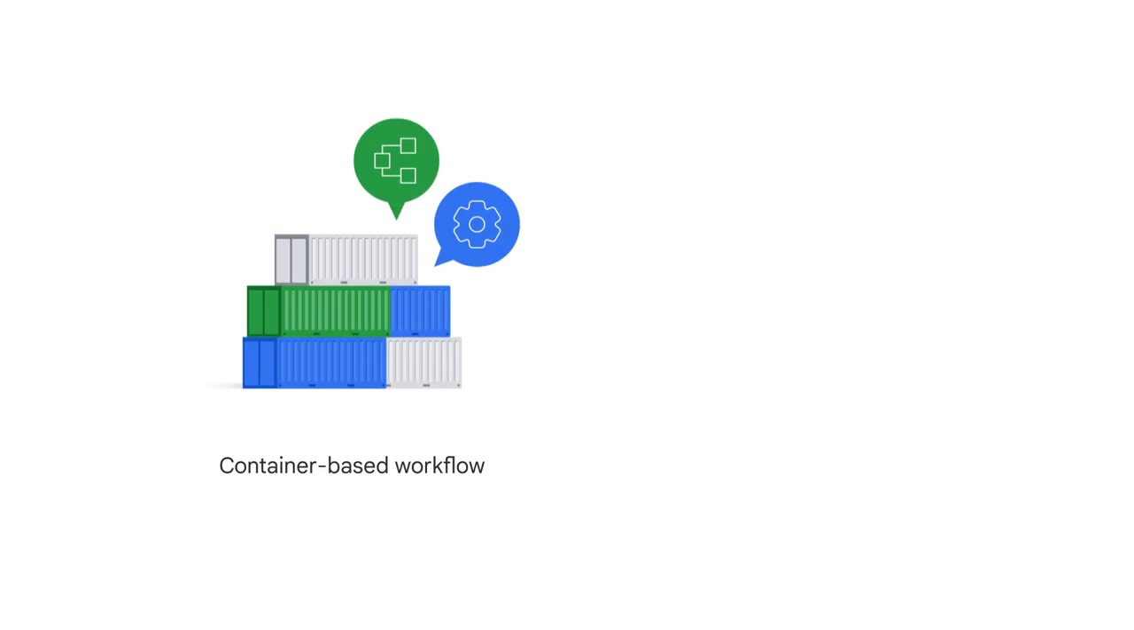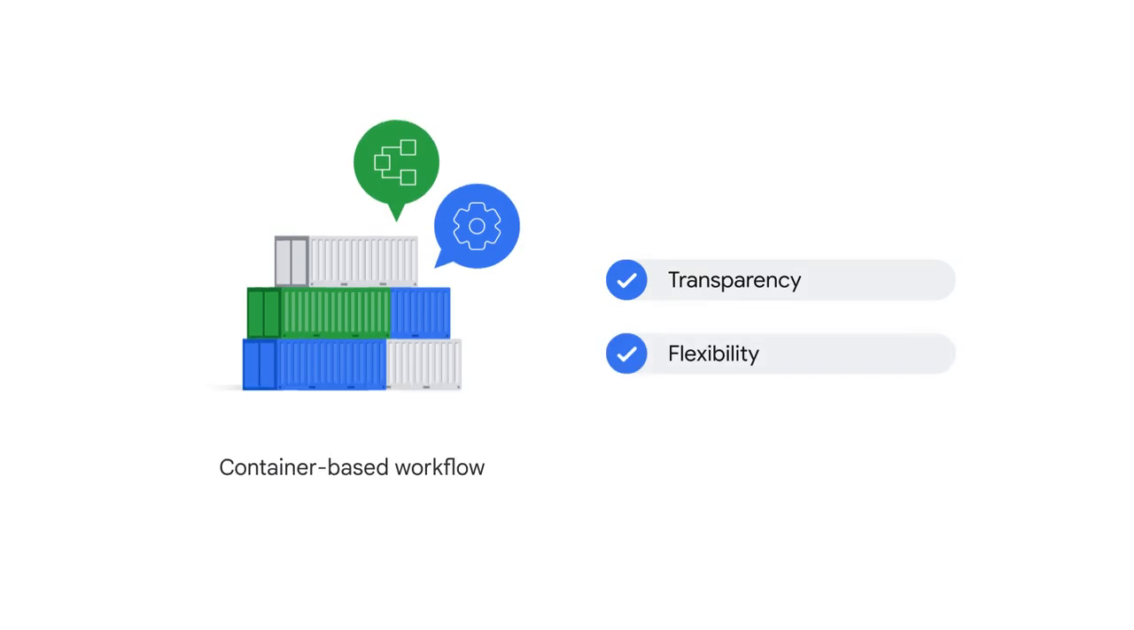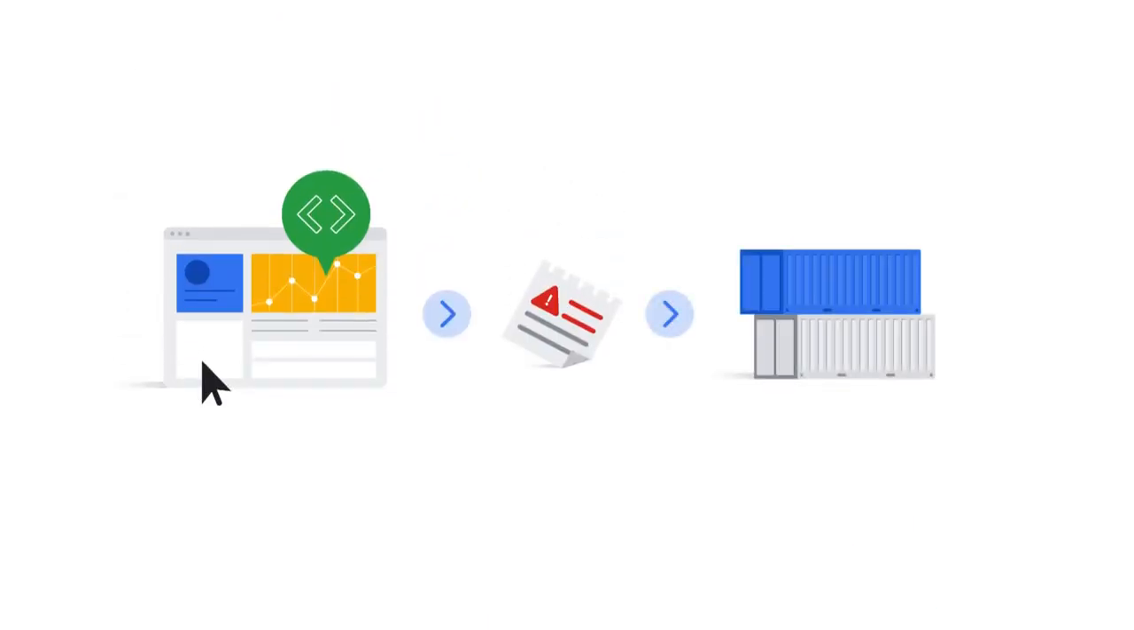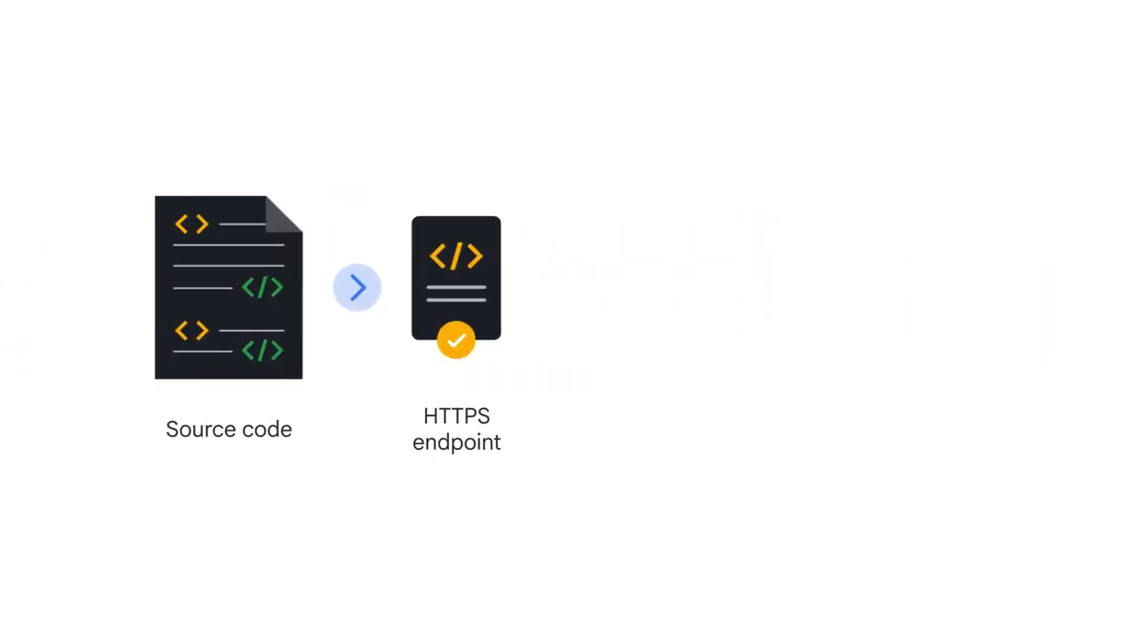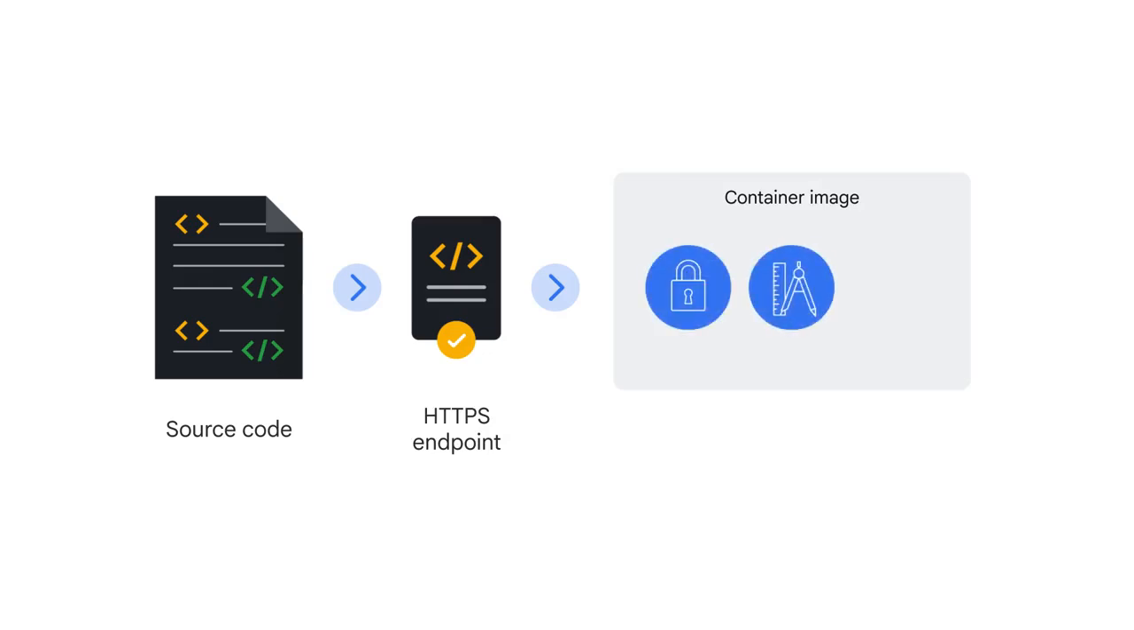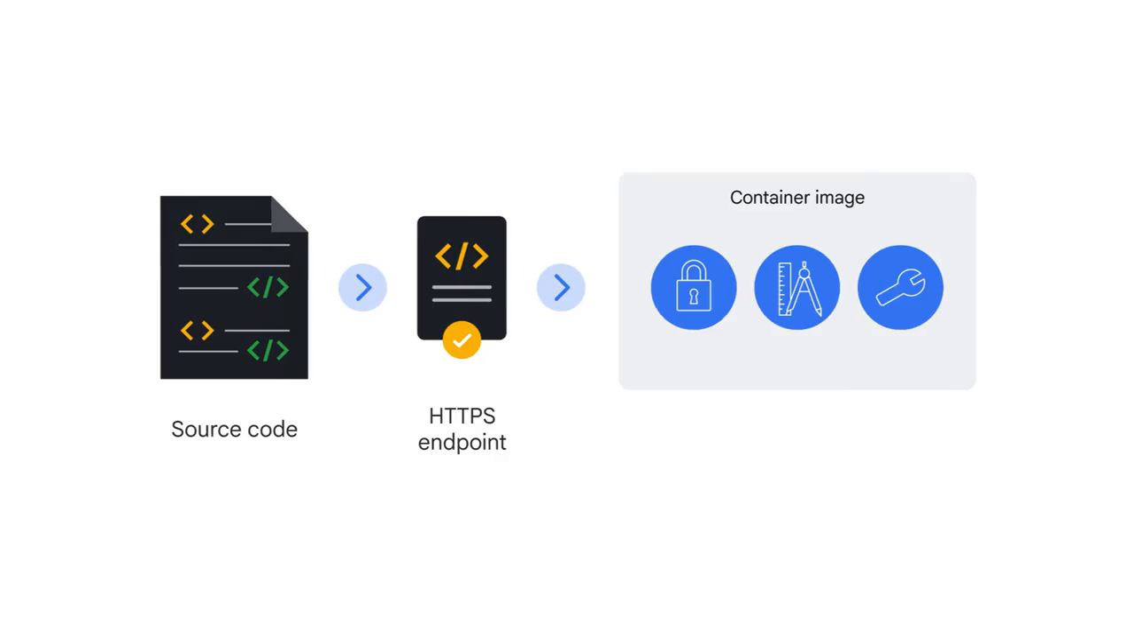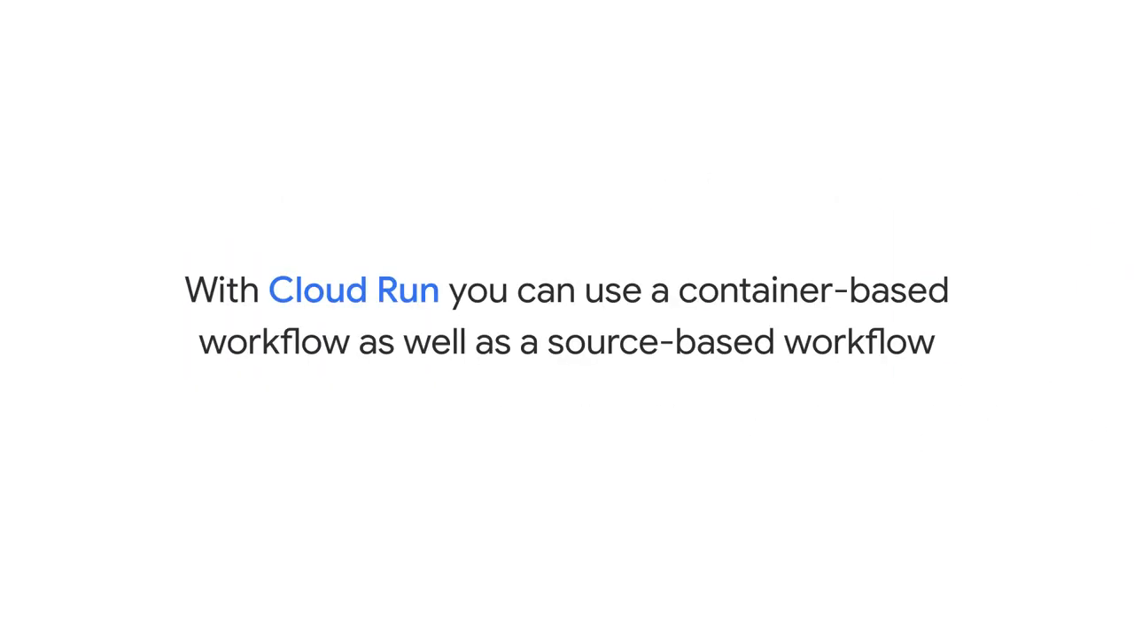For some use cases, a container-based workflow is great because it gives you a great amount of transparency and flexibility. If you build the container image, you have the power to decide exactly what file ends up in your container image and how it gets there. However, building an application is hard enough already, let alone having to think about containerization and the responsibilities that come with that. Sometimes you're just looking for a way to turn source code into an HTTPS endpoint, and you want your vendor to make sure your container image is secure, well-configured, and built in a consistent way. With Cloud Run, you can do both.